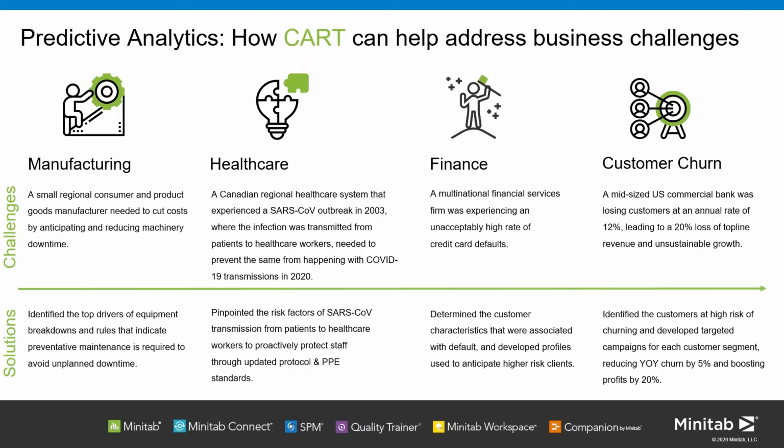And lastly, customer churn that would be relevant in most industries. Most of us are looking to keep our customers. And this particular case was from a mid-sized US commercial bank that was losing quite a bit of their customers. They were able to use CART to identify the customers that were at higher risk of churning. And they used that to develop targeted marketing campaigns for each customer segment, thereby successfully reducing their year-over-year churn by 5% and boosting profits by 20%.